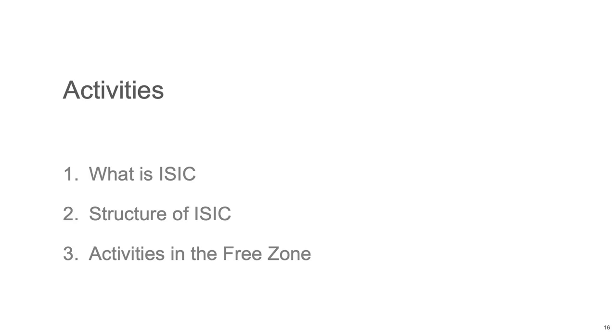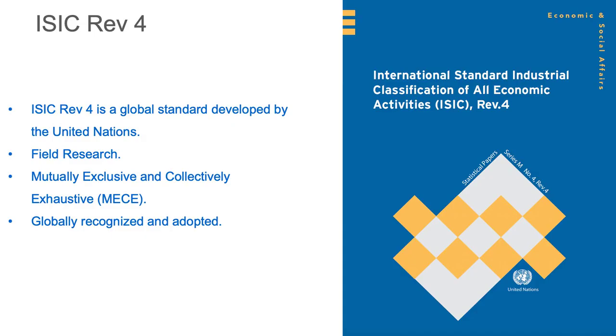3. Activities in the free zone. Then we will review the free zone activities and notations. At the end of this module, hopefully, you will master the free zone activities list. You will be able to guide and decide which activity is best for which business objective.